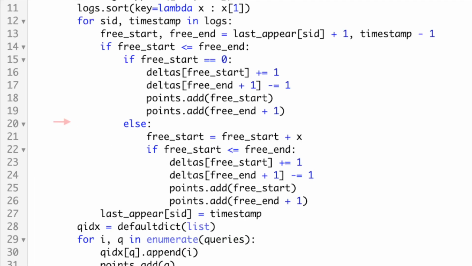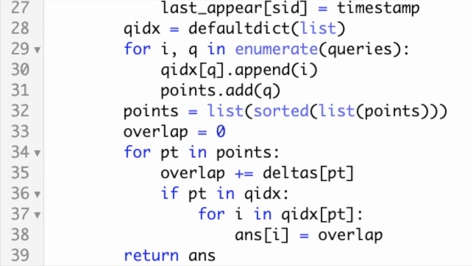So from there, we can calculate every free interval for the 4 computers. Now the answer just becomes calculating the overlap interval of each point in the query, which is an easier problem to solve.